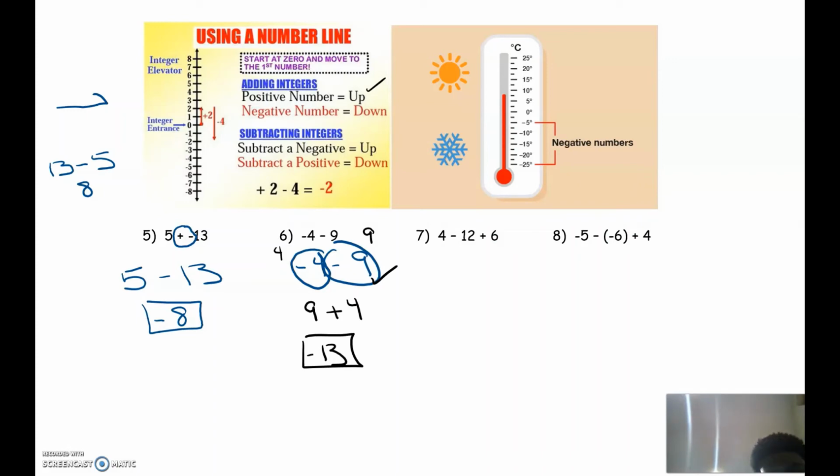On to question number 7. Question number 7 has 3 integers, but I always recommend take 2 at a time. In this case, since there's no multiplication or division, we're just going to attack it from the left to the right. So let's first start off with the 4 minus 12. If we know that 12 minus 4 is 8, and we're asking you the opposite question, that means 4 minus 12 would be -8. And now we're left with -8 plus 6.